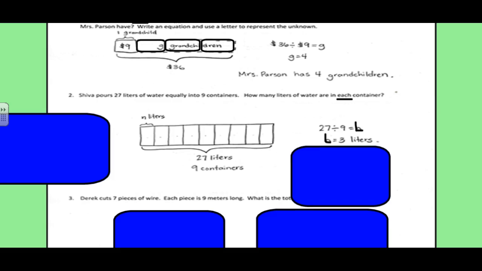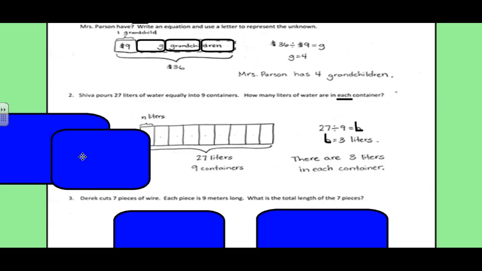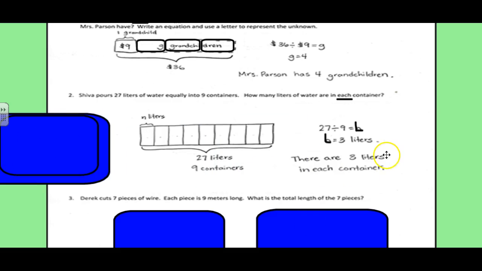So now we're going to go ahead and answer the question in a sentence for how many liters of water are in each container. So go ahead and write that sentence on your paper and push pause if you need to do that. So the sentence I was looking for, there are 3 liters in each container.